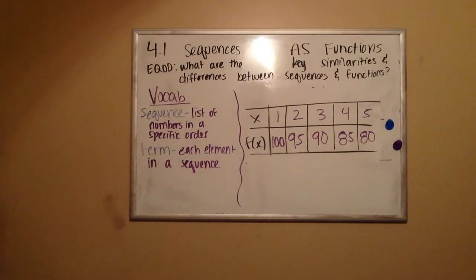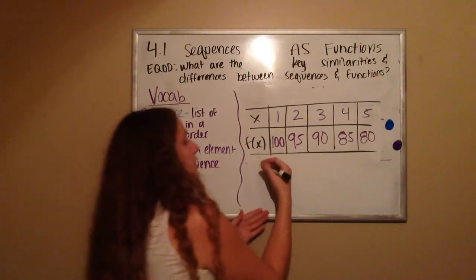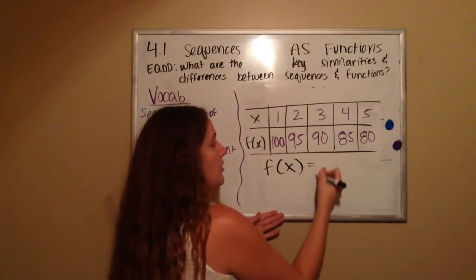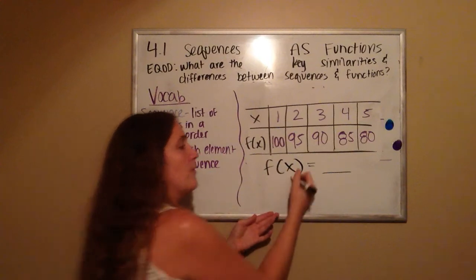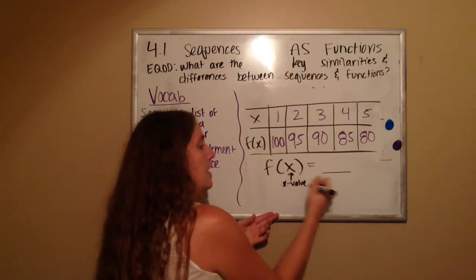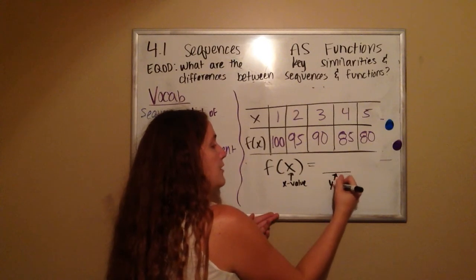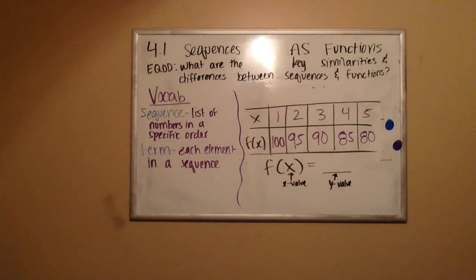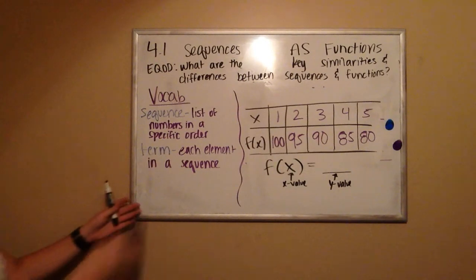So if we look at function notation from before, function notation is represented as f of x is equal to, and then you get some sort of output. Remember that whatever is in the parentheses is your x value or your input, and whatever is your output is your y value, whatever your answer is. I'm going to erase the vocab for this.